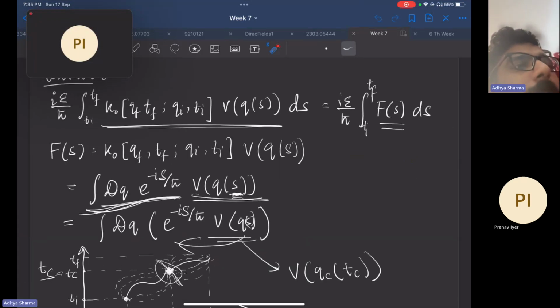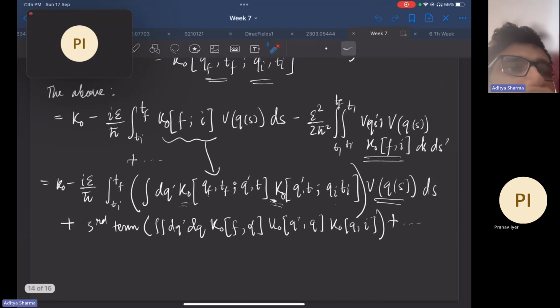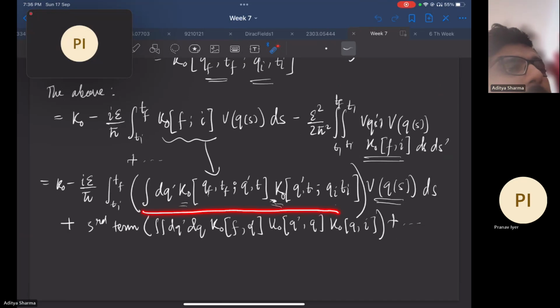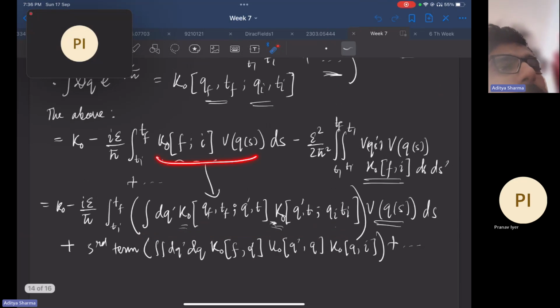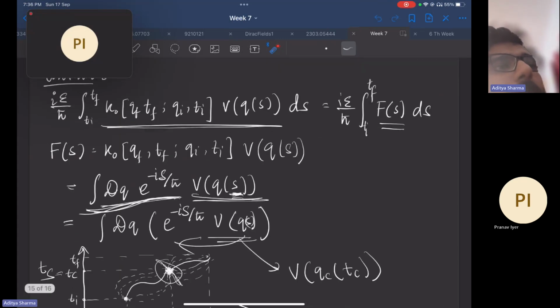So now consider the integral. Consider the integral of this kind, where you have this. Wait, what I was going to do was consider this thing, and we'll write this function as f of s. Okay, that is what I have done here. So f of s is like this.